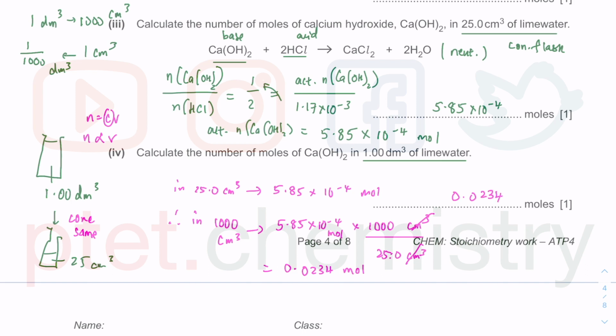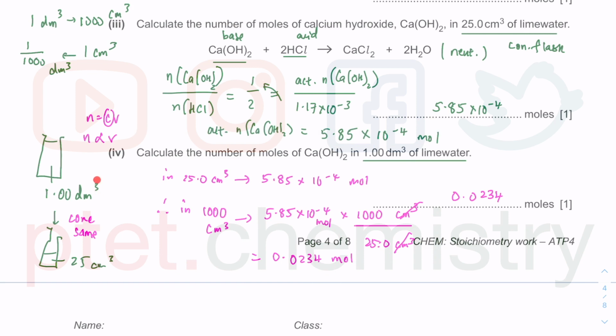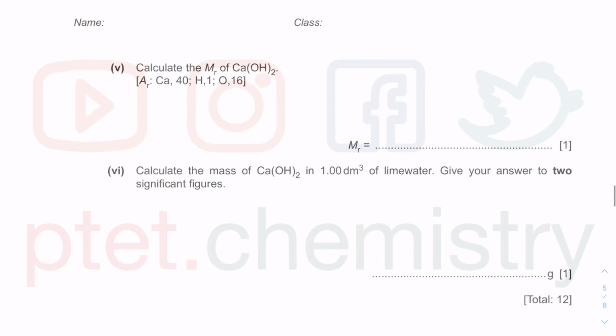It is a lot greater in 1 dm cube because you have a lot more volume in 1 dm cube compared to 25 cm cube there. And we move on to the next part. So we know, actually, this one is not related to the other part.